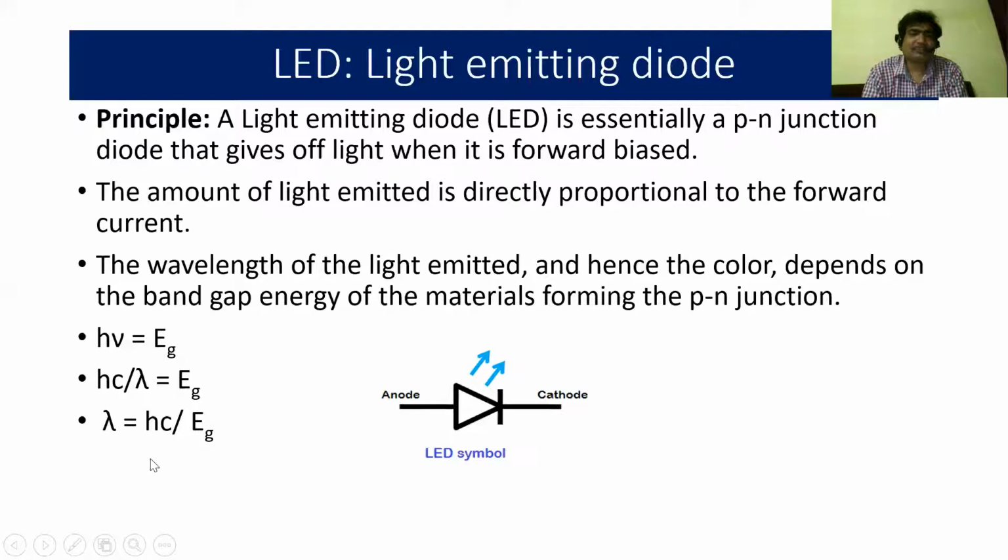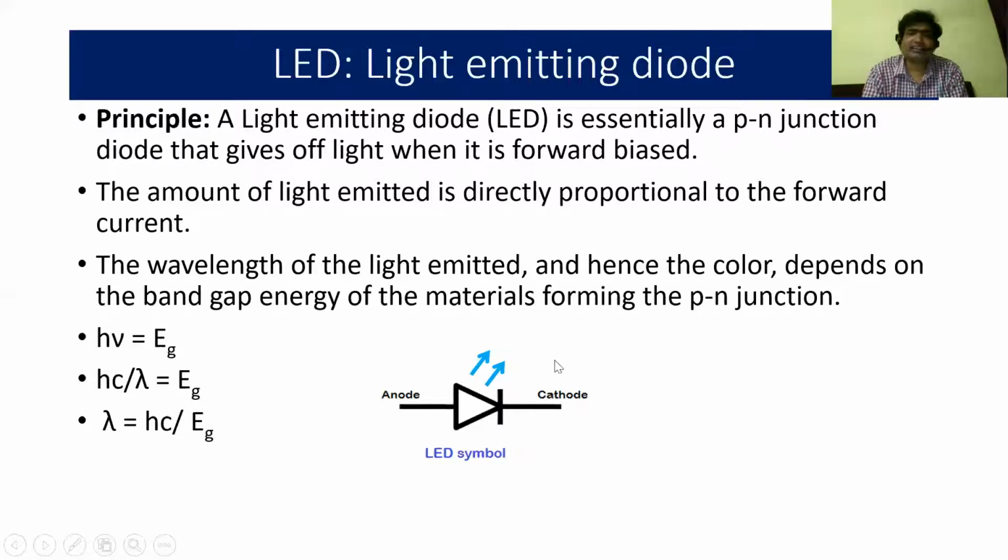From this we can say that the wavelength emitted, or the color emitted by a LED, is inversely proportional to the energy gap of the given semiconductor material. If the energy gap is more, then the wavelength decreases. If the energy gap is less, then the wavelength is more.